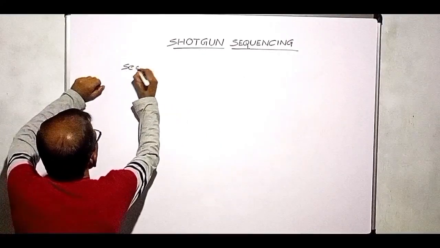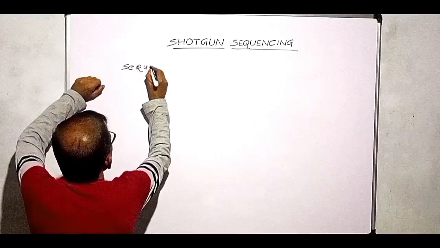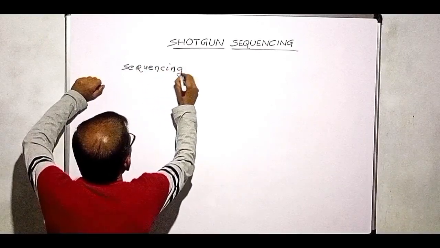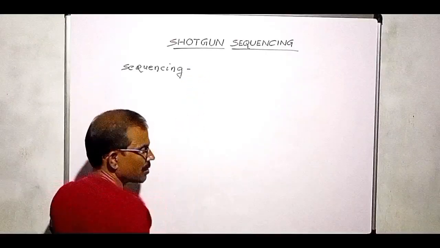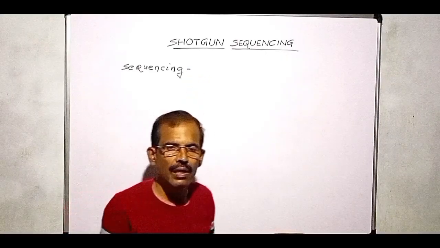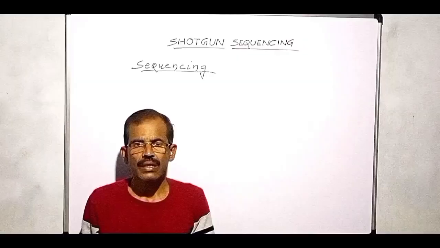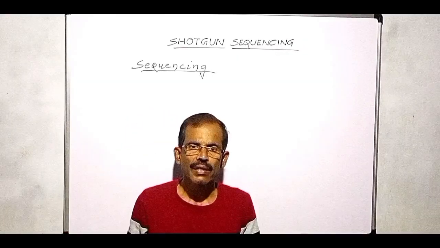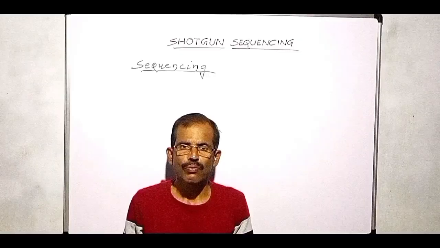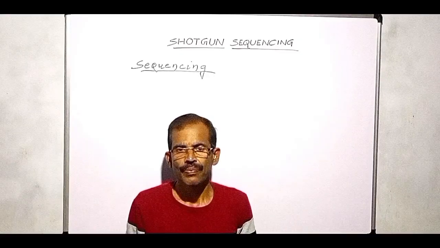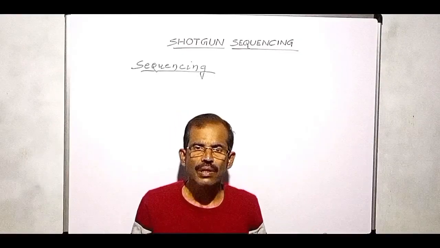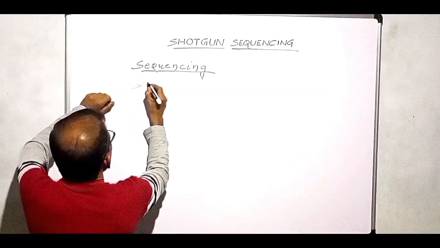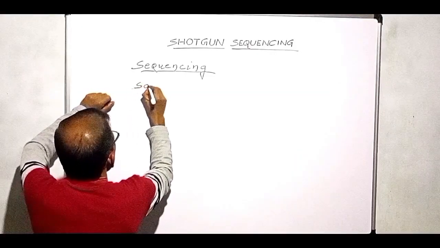In biology, sequencing is a process that is used to determine the order of nucleotides in DNA and RNA. This technique is critical for understanding genetics, for identifying diseases, and also for tracing ancestry. There are different methods of DNA sequencing. One of them is Sanger sequencing.